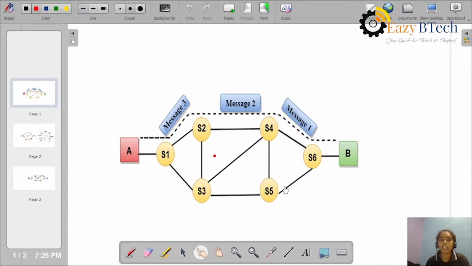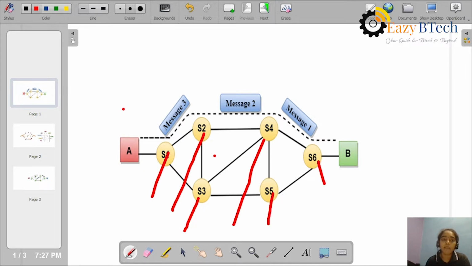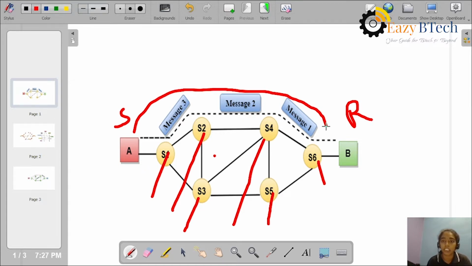See, this is the diagram. Here, S1, S2, S3, S4, S5 and S6. A will act as a sender and B will act as a receiver. I want to send the data from source to destination.